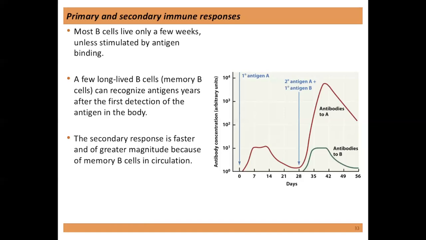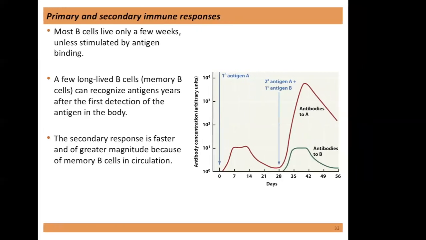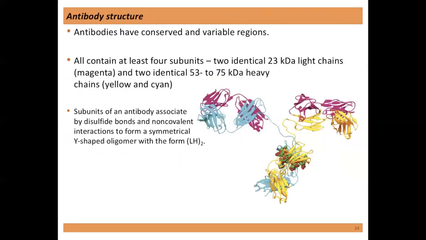And then you'll have a bunch of these cloned ones, and then they can mount a much faster and more vicious attack against the invader. But you can see if you're introduced to a different antigen, then you just get the primary response again. So the secondary response is much faster because you have these memory B cells floating around that already have the antibody within them.